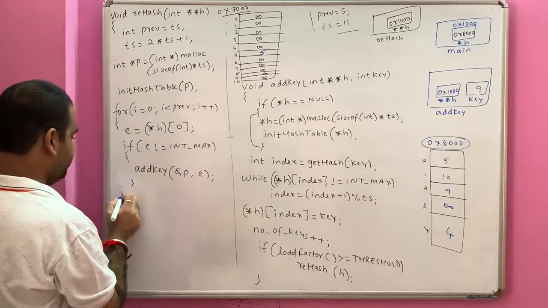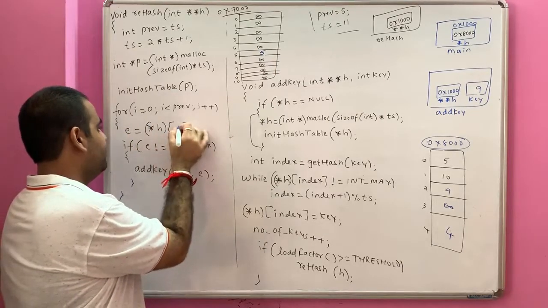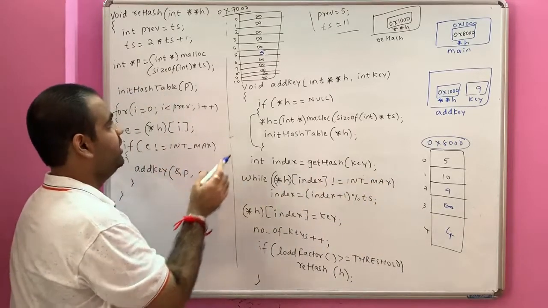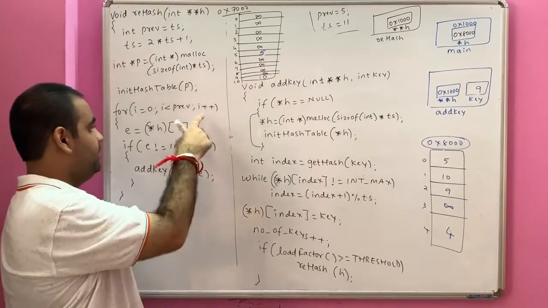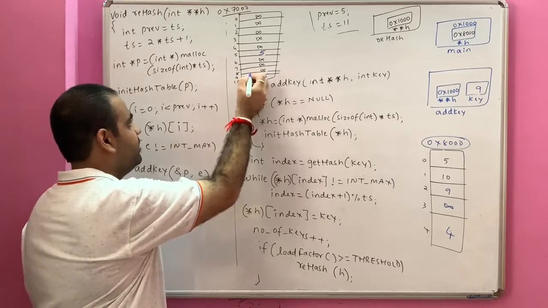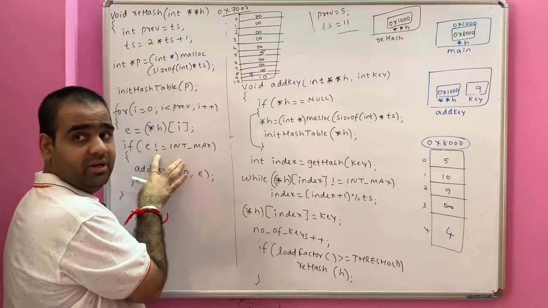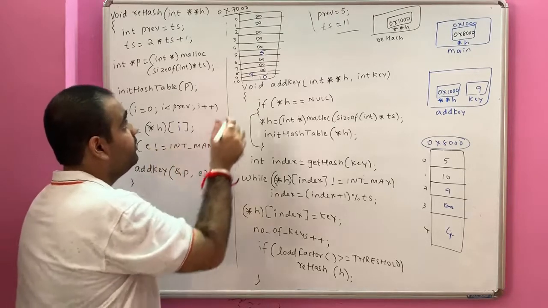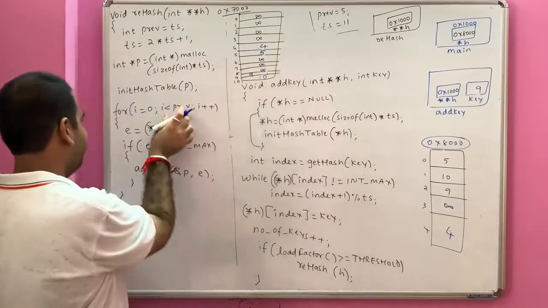Now I plus plus, it is 1. E is equal to H of 1. That means I have to write it over here. It is 10. 10 not equal to infinity. Yes, you add a 10. This is where 10 is added. I plus plus 2. It is 9. 9 not equal to infinity. At index 9 this will be added. I plus plus 3. E is infinity, not equal to infinity is false. I plus plus 4. It is 4, not equal to infinity. Yes, at index 4 you add it. I plus plus 5. 5 less than 5 is false.